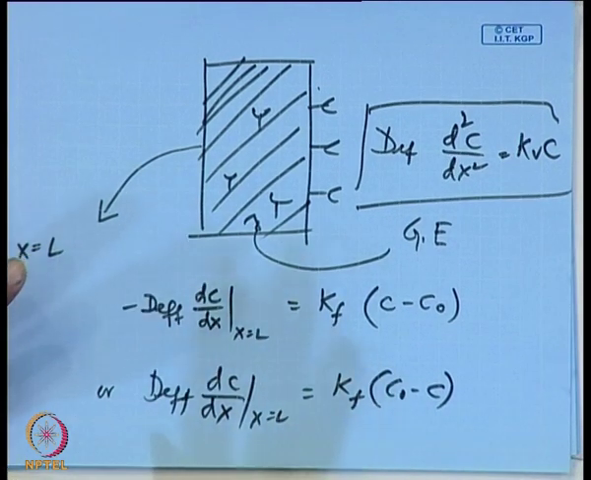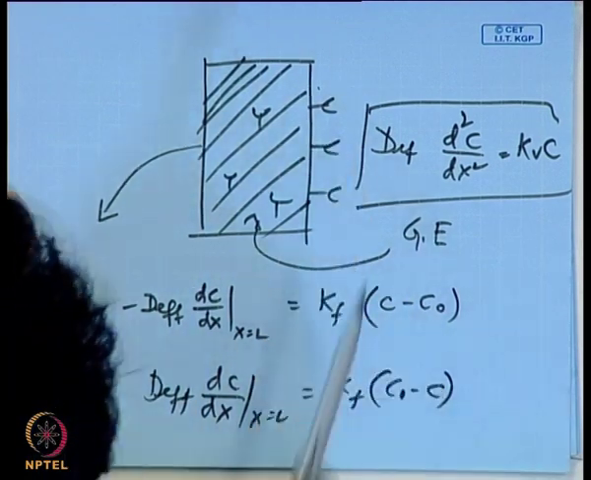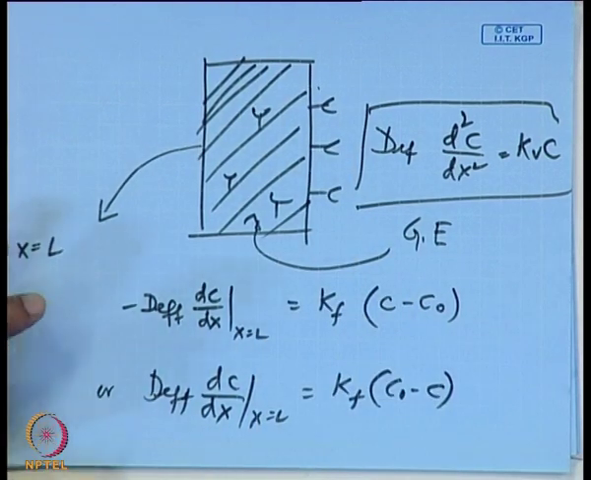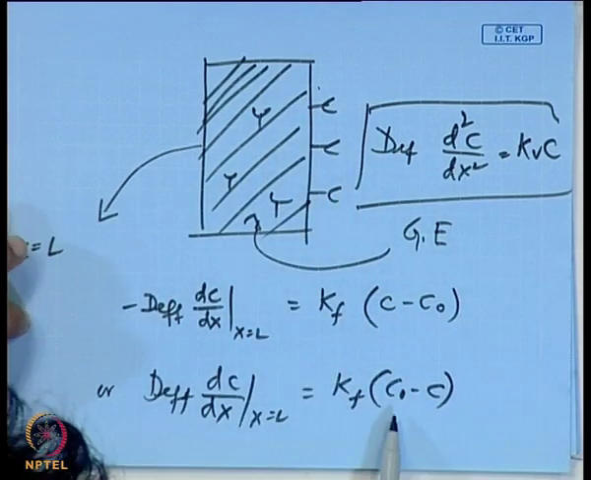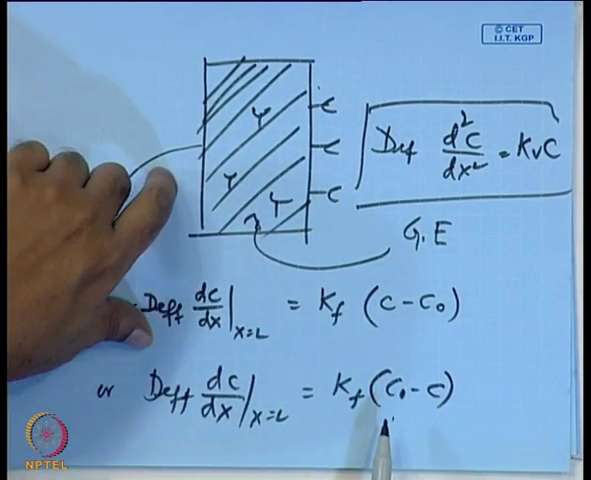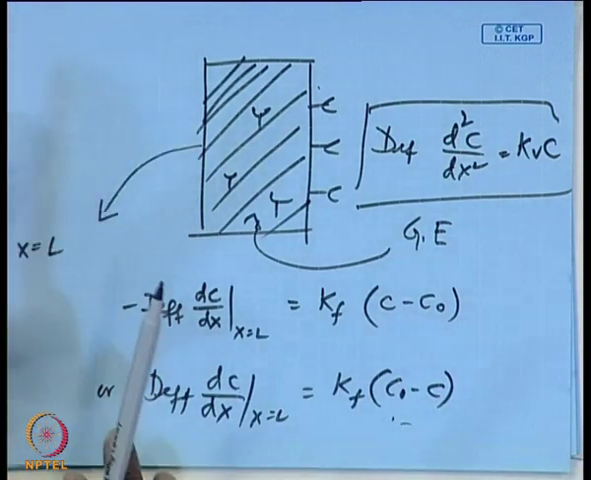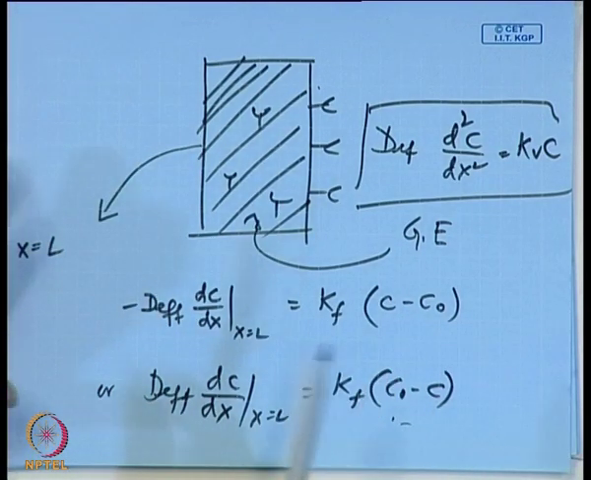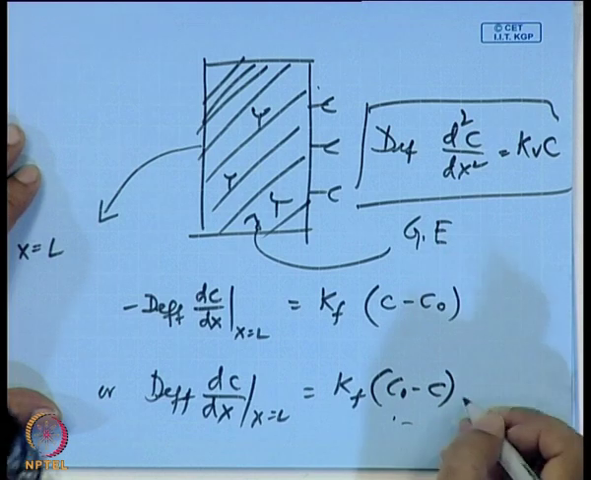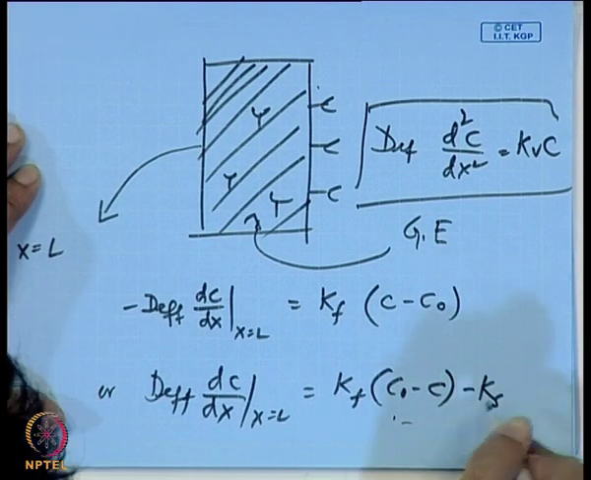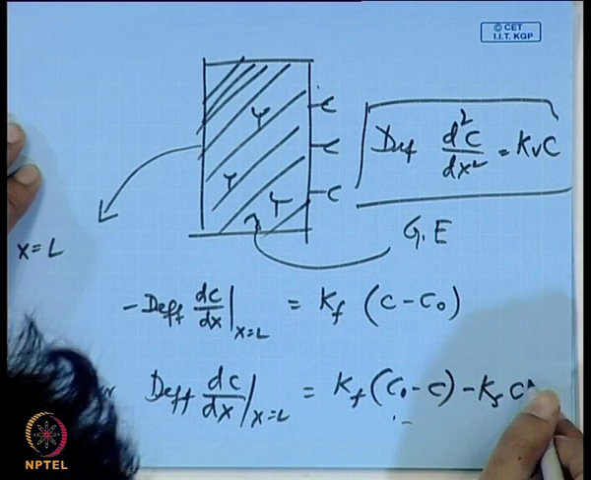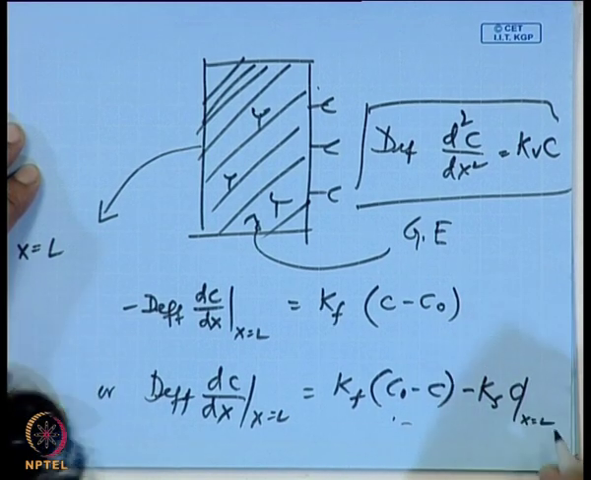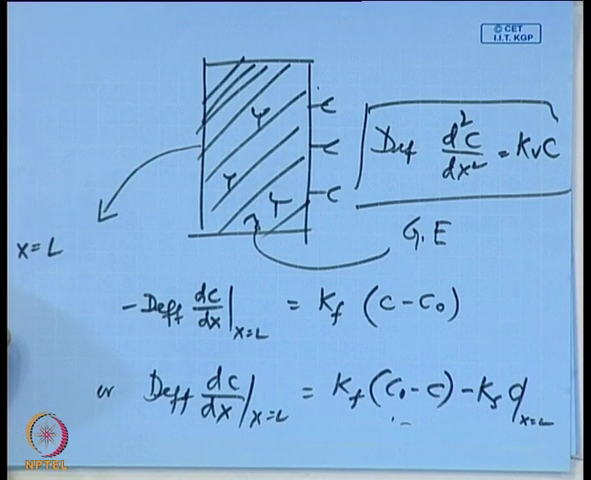Is there any problem with this? No, absolutely not. Okay. Now, what happens, because the reaction occurs on the surface, is that what is coming in does not all go in; a part of it is actually reacting on the surface. And how do you incorporate that? So, take that out: what is reacting on the surface, which is Ks, the surface reaction rate, times C at x equals L. Is it clear now?